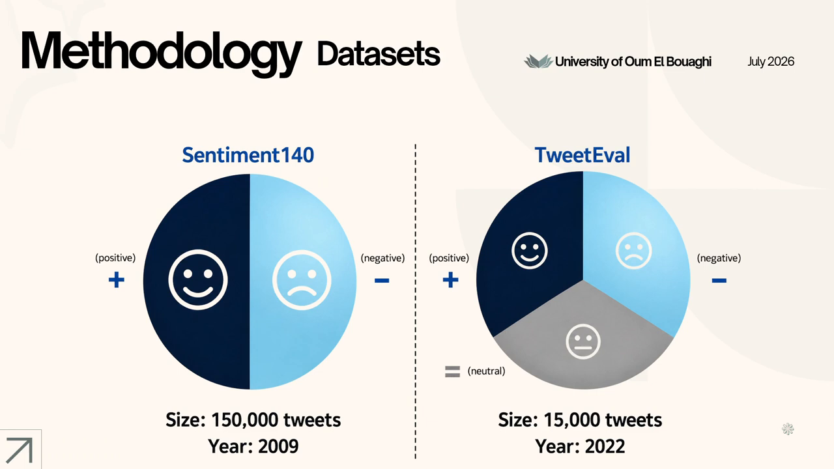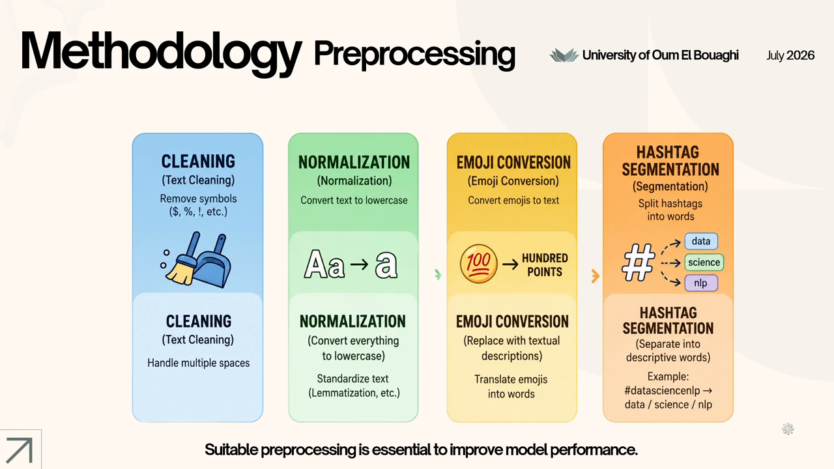Now coming to the methodology, and exactly the dataset section. Like we said, we tried two datasets. First, Sentiment140, which was mainly used in the literature. It contains two classes, positive and negative, with the size of 150 tweets. And we also have TweetEval with three classes, which we used for the second system, with the size of 15,000 tweets.